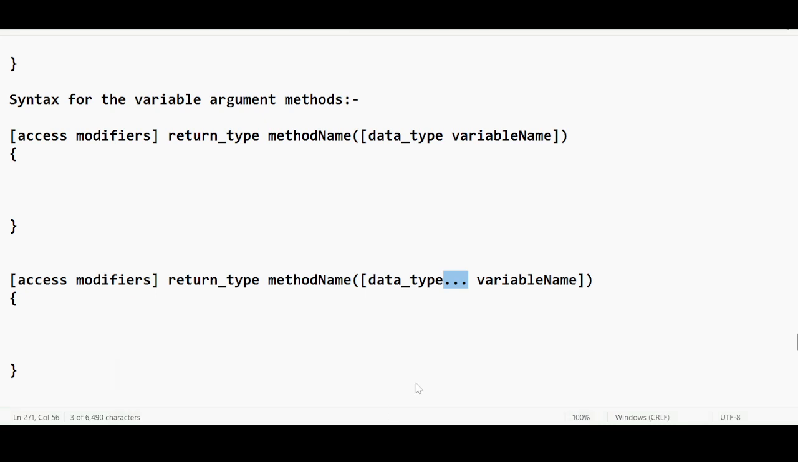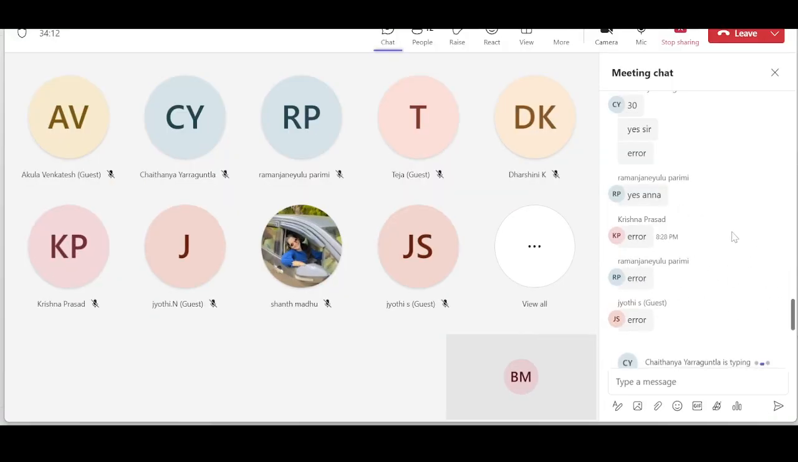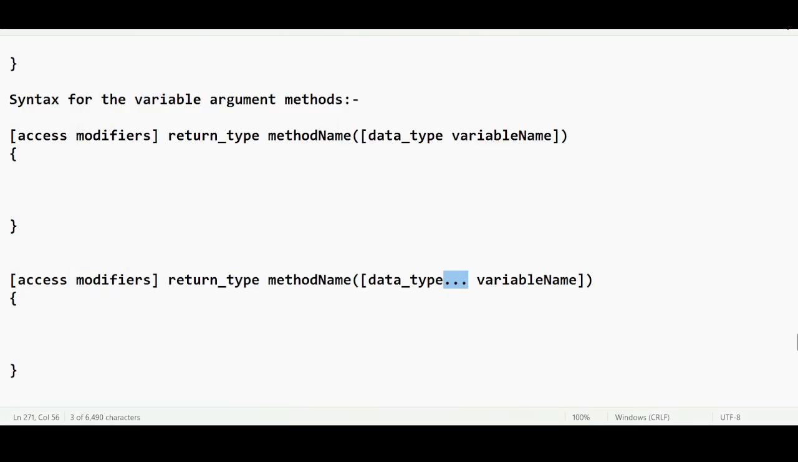Making sense, everyone? We will look into the program. Am I clear? Are you all with me? Yes, no? Making sense, everyone? Only three dots. Add three dots. Those three dots will be used to represent this particular method as the variable argument method. As simple as that. This is a simple differentiation.